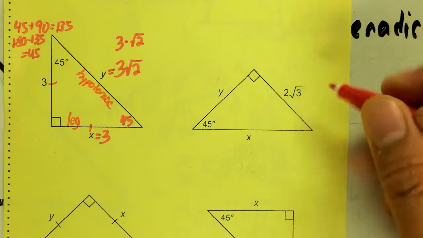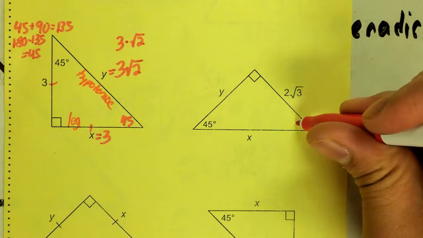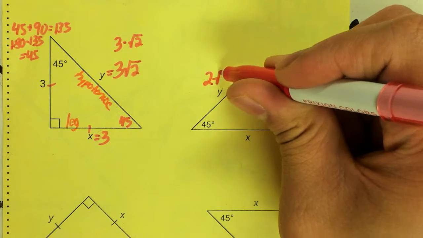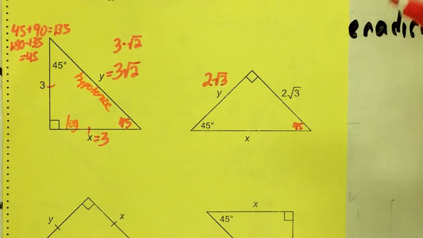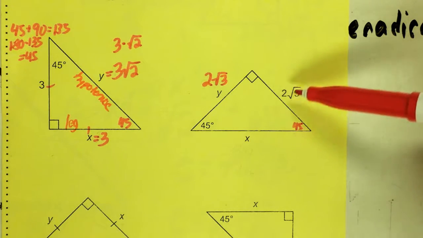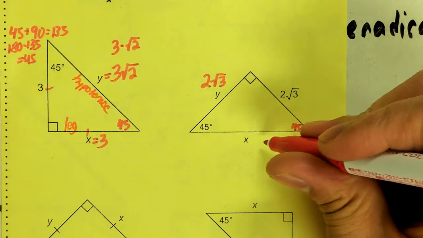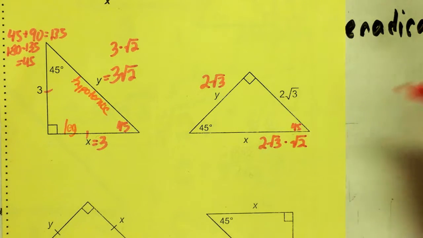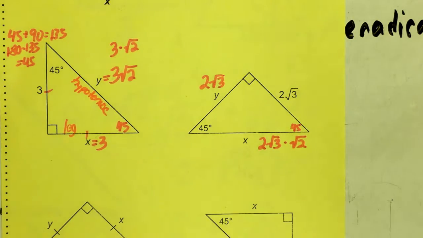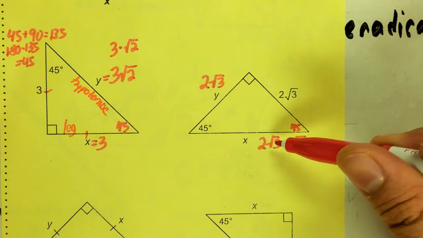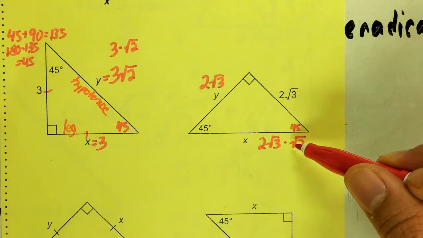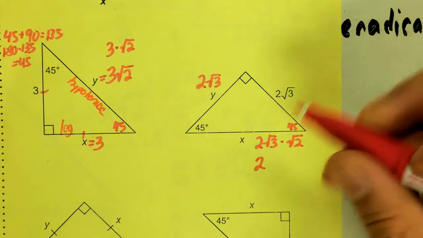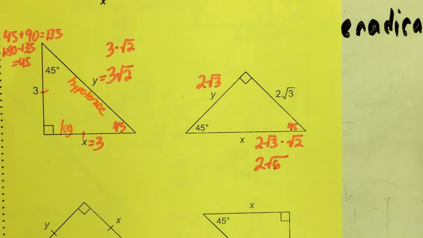This right here is 2 square root 3. And because it's a 45-45-90 triangle, that means this other side, y, is also 2 square root 3. And again, the pattern tells us whatever this number is, we multiply it by square root 2. Multiplying radicals tells us outside with the outside, inside with the inside. On the outside, I have a 2. Right here, there's an invisible 1. 2 times 1 is 2. Inside, we have 3 times 2, which is 6. So 2 square root 6 is my x.